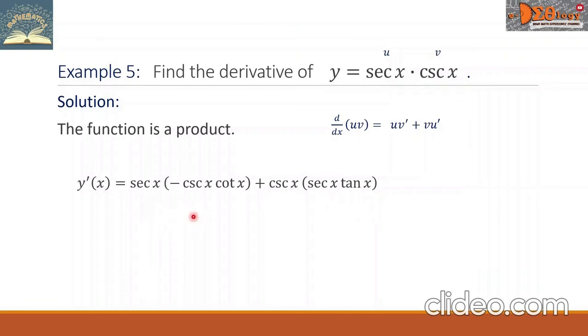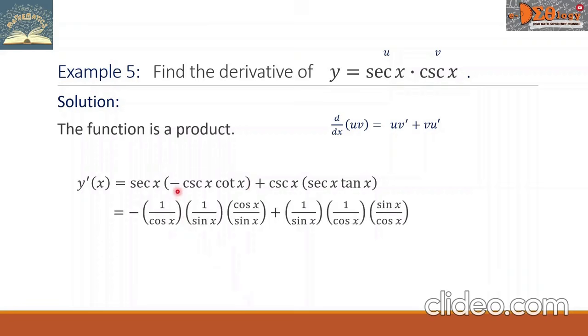And from here, we can simplify further. Let us express each of the functions in terms of sine or cosine. For the first group, we put the negative sign in front, and then the secant x becomes 1 over cosine x. This cosecant x becomes 1 over sine x. Cotangent x becomes cosine x over sine x, plus the second group.